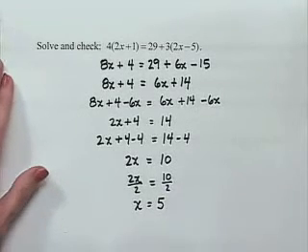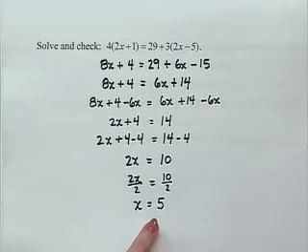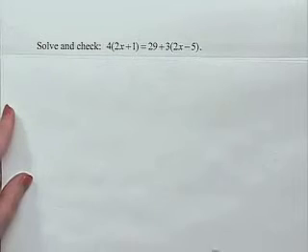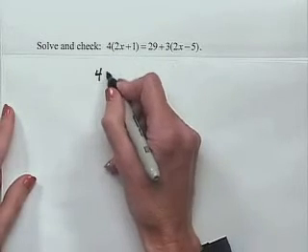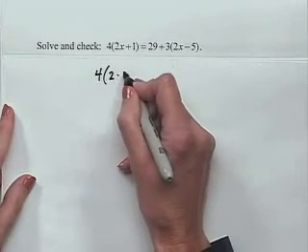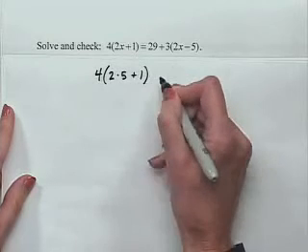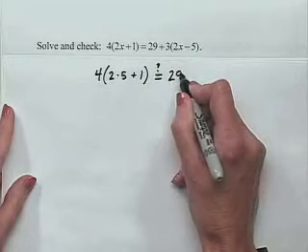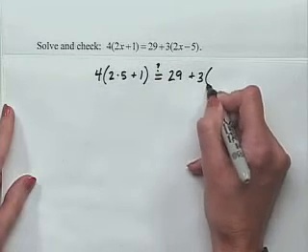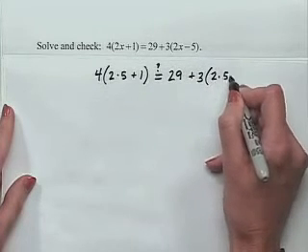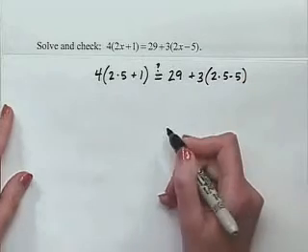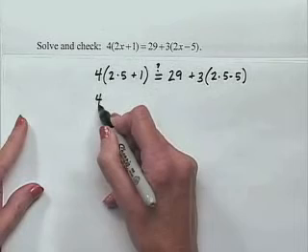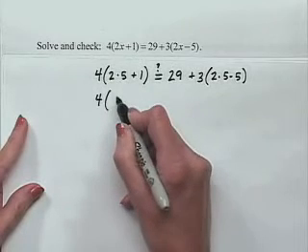Now we want to check this solution. We'll take the value of 5 and substitute it in the original equation for x. 4 times 2 times 5 plus 1. We're trying to figure out whether that's equivalent to 29 plus 3 times 2 times 5 minus 5. Let's work inside the parentheses on the left. We'll have 4 times 2 times 5 is 10.